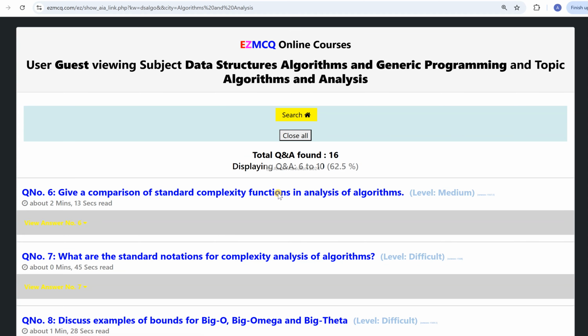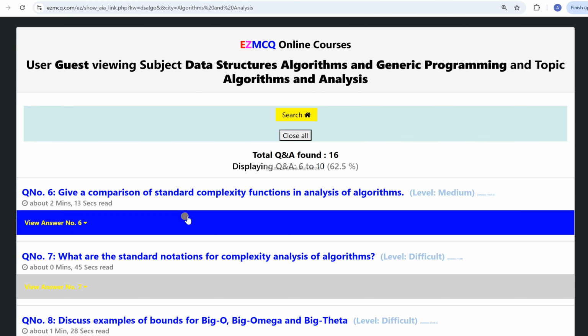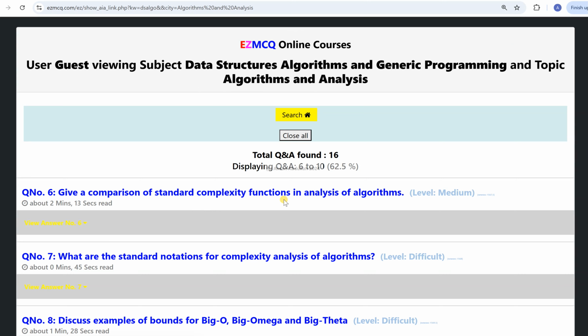So we are at the supplemental website and we are at question number 6 because the first 5 questions have been covered in lecture 4A. So we have the next 5 questions here, so total 10 from 16. Question number 6 is: give a comparison of standard complexity functions in analysis of algorithms.